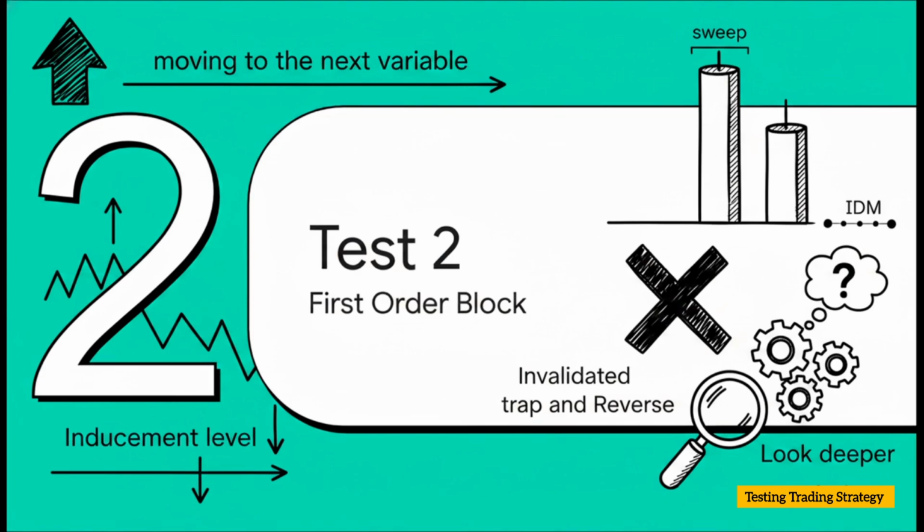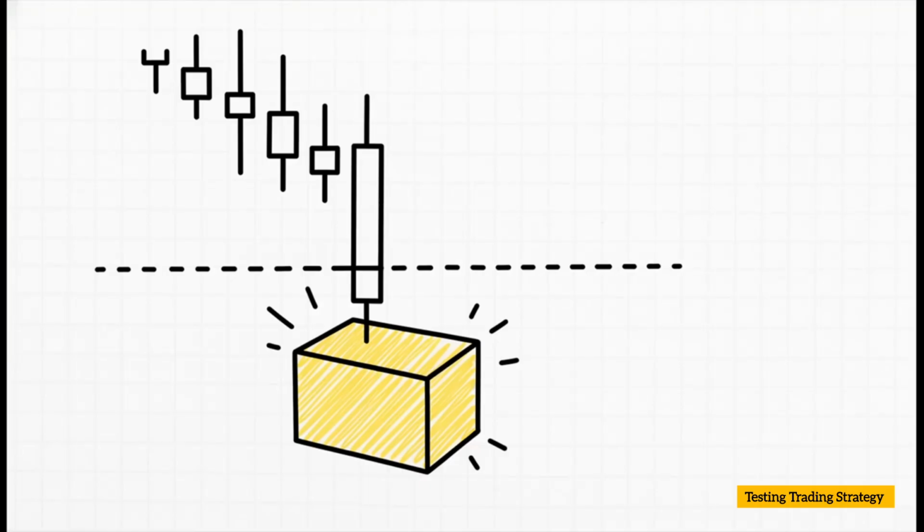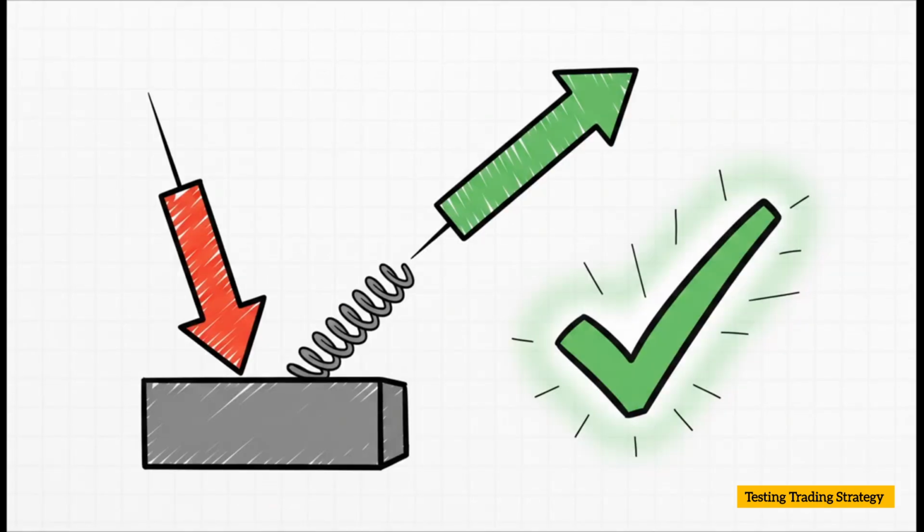Test number 2, the first order block. Now you might be wondering what happens if the price doesn't just sweep that inducement level, but actually closes below it with a full candle body. Well, when that happens, the trap is officially invalidated, and we look immediately below it. Sitting right under that IDM is usually a completely fresh order block. Depending on the broader trend we're in, this is going to act as our primary supply or demand zone. The liquidity up above has been taken, and price is now driven directly into a fresh, completely unmitigated area of interest. The rules for this second test are incredibly simple, but you've got to strictly follow them.